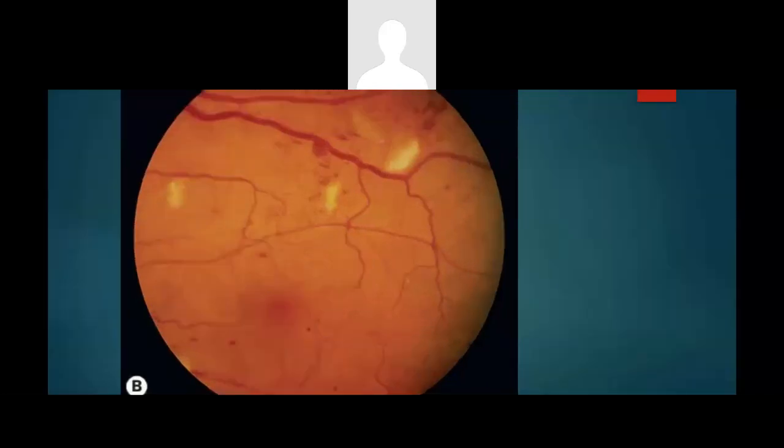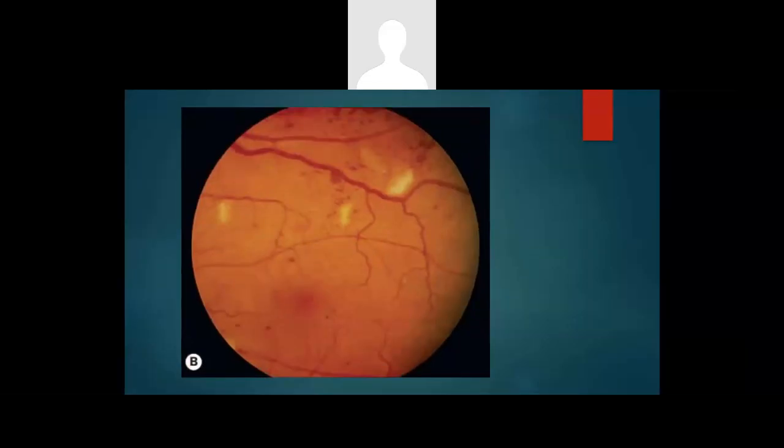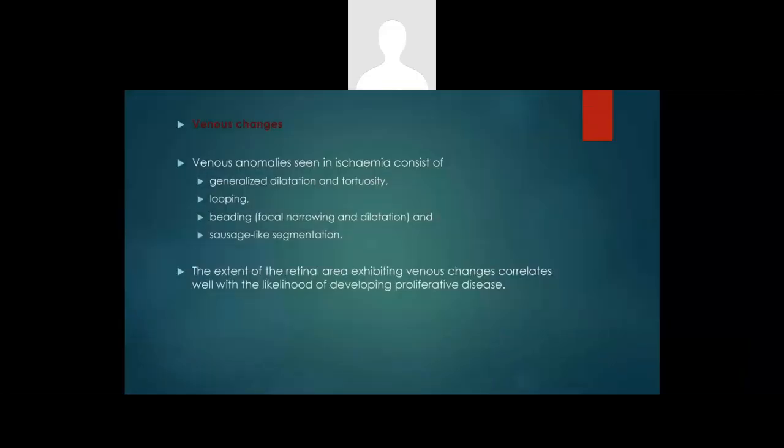And here we can see the whitish lesions which we are seeing in the post-equatorial region. This fundus photo is focused on the lesions, and we can see associated hemorrhages, dot hemorrhages, and microaneurysms also associated with it.